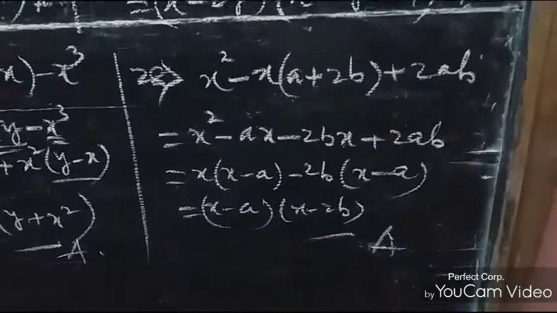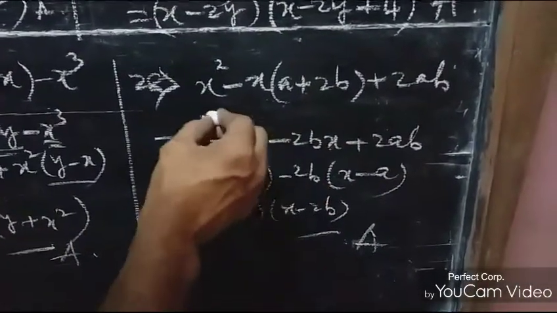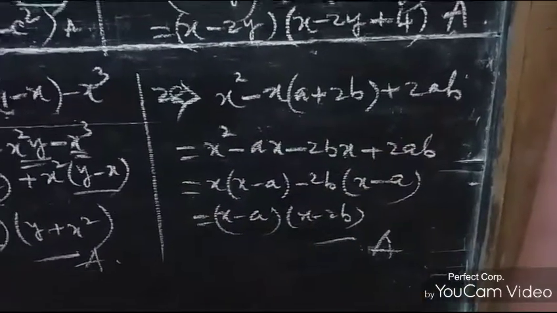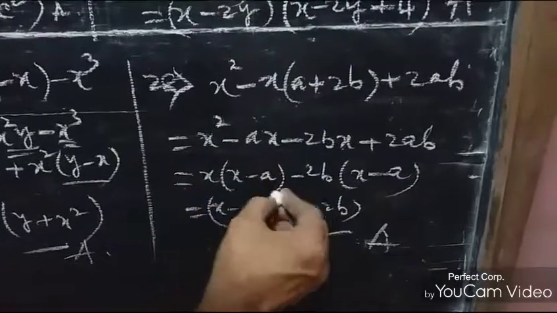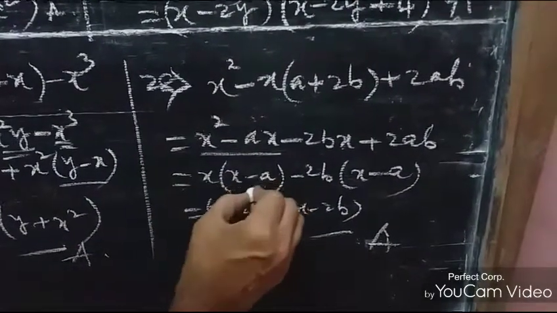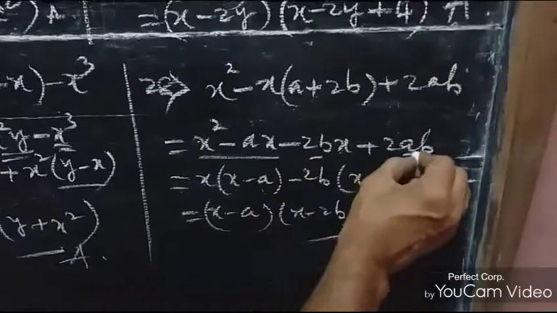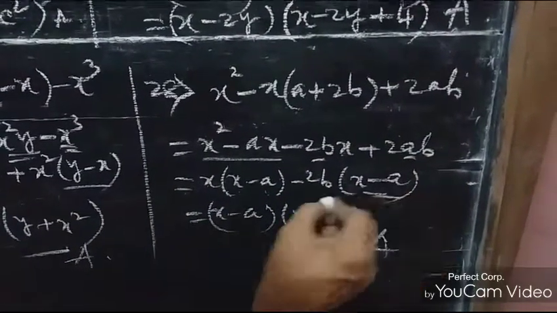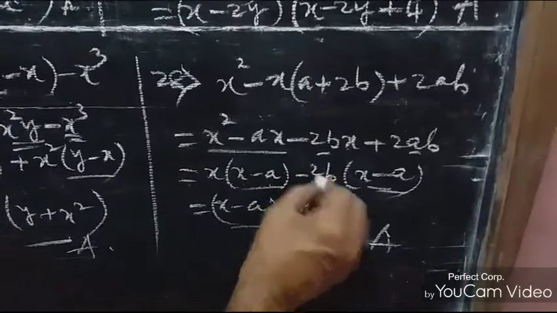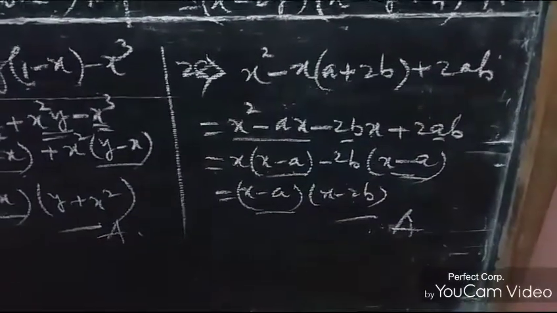Next one, it is also like 23. See here, x square minus x into a plus 2b plus 2ab. Just multiply this one and choose from this. It is coming, x is common, x minus a. It is 2b common from here, that is x minus a. This binomial part is common, and this is remaining x, minus remaining 2b, and this is your answer.